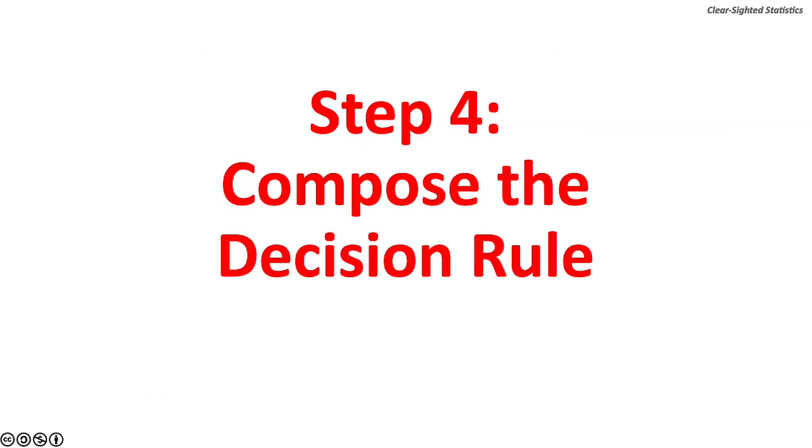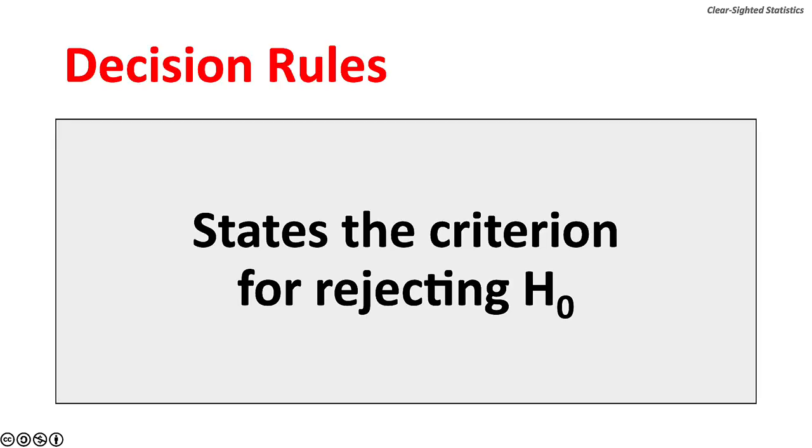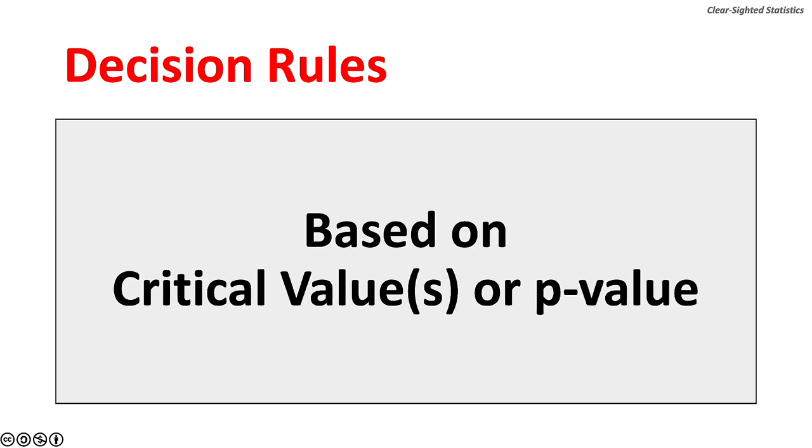Step 4 is to compose the decision rule. Decision rules are written before the data are analyzed. They state the criterion for rejecting the null hypothesis. They never state whether the null hypothesis has been rejected, nor do they state when the null hypothesis is not rejected. Decision rules are based on the critical value or values, or the p-value.